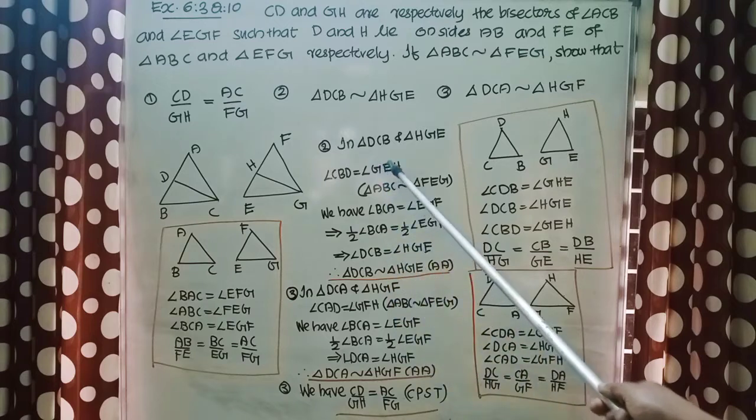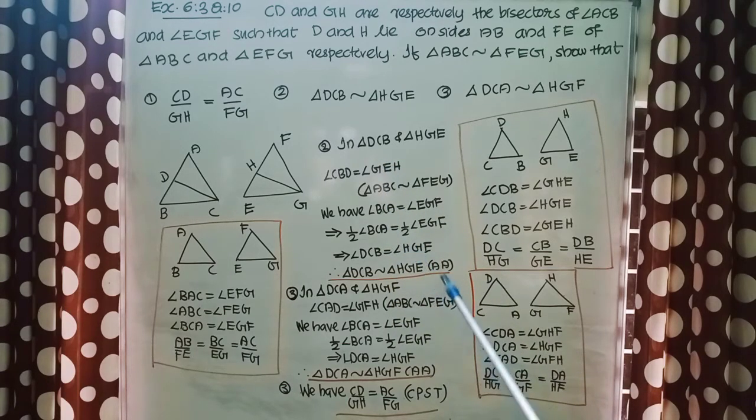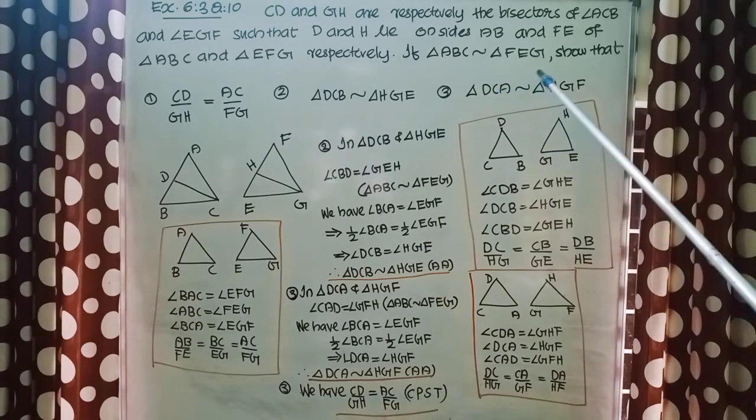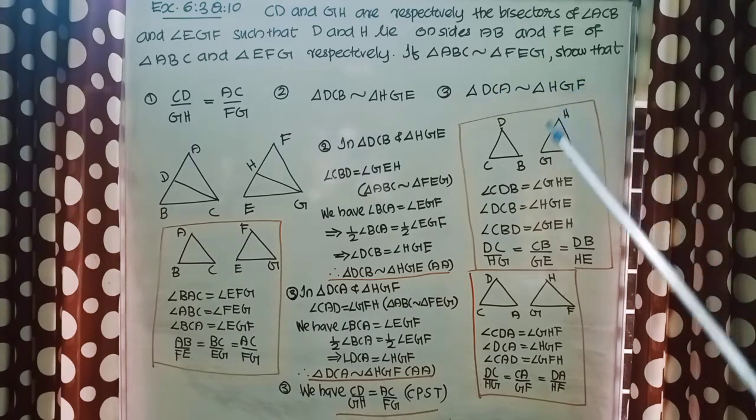So here we got one angle, here also one more angle we got. So we can conclude triangle DCB is similar to triangle HGE by AA similarity criterion. Next triangles are triangle DCA and triangle HGF.